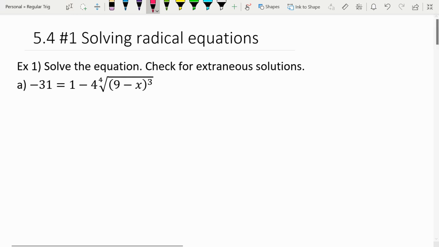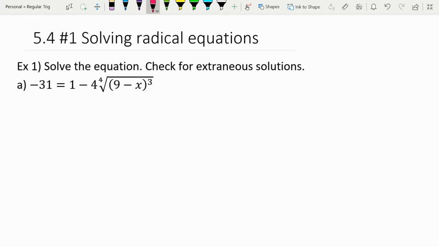All right, guys. So this section of 5.4, solving radical equations, it should be a little bit review, but there are a couple of problems in here that are a little bit different. All right. So this problem here with A, I want to start off. It is a review problem. I do want to just go through it one more time, make sure everybody's okay.